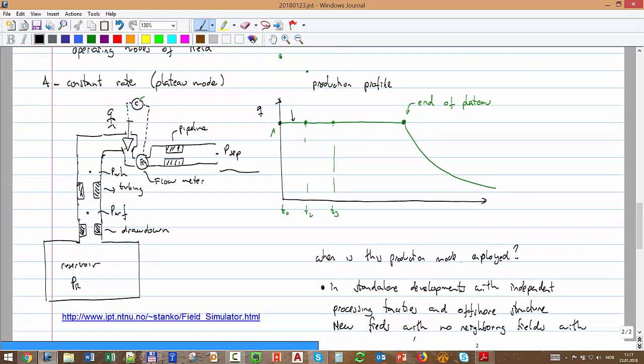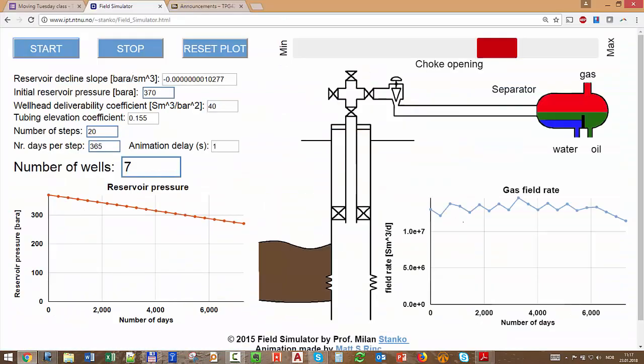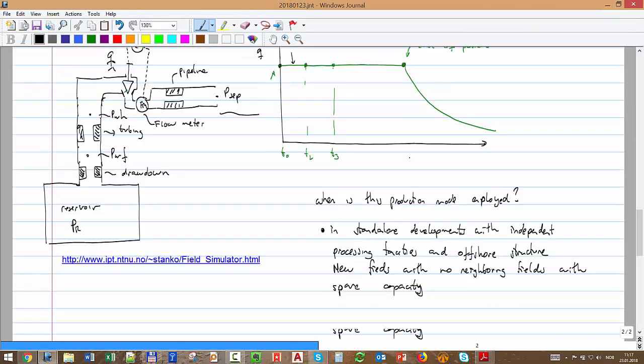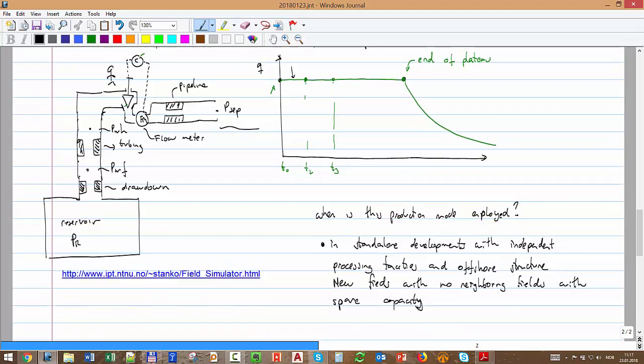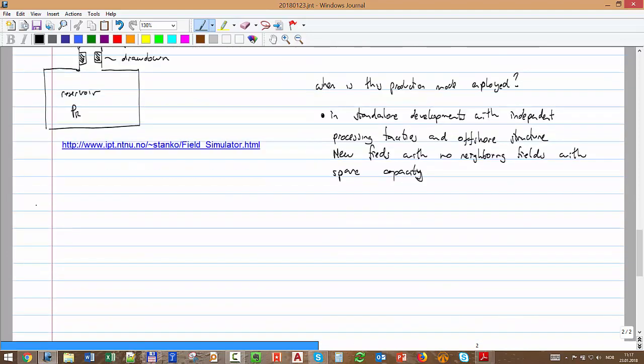Okay, so keep it in mind, mode A is constant rate, okay, and I have to be opening the choke, and of course that is a very illustrative example, it's not simple to keep it constant. Okay, you have to regulate up and down, so you're going to be around the plateau. And then there is another mode which I'm going to call B. So it's a constant pressure mode.